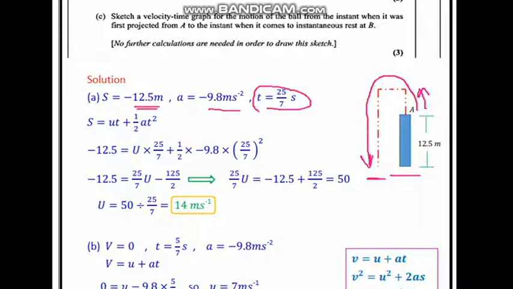Using the equation s equals ut plus half a t squared, replace. Now, using your calculator, simplify, as you know. Now we use inverse operation to get the value of u. So u will be 14 meters per second. It's okay. I hope you got it.